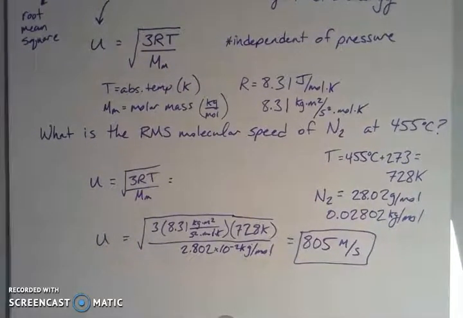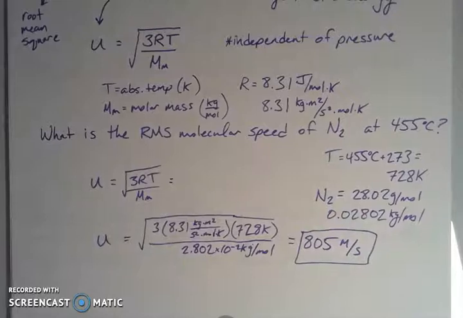That's fast, right? 805 meters per second for one of these teeny tiny little molecules. It's pretty impressive. So it kind of gives you a sense of scale for these things at really warm temperatures. You can play around with temperature and see how that impacts the speed. You can play around with the different molecules and see how the mass impacts the speed. And that's kind of how we use these types of things.